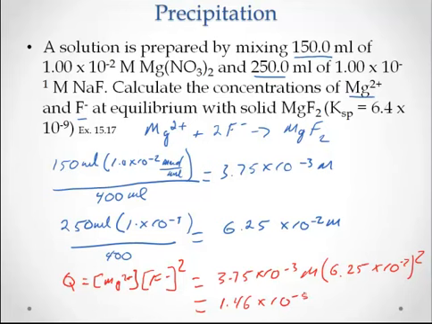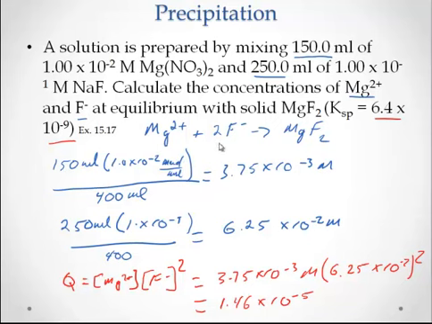All right, let's see what we got up here. Look at the Ksp, 6.4 times 10 to the minus 9. So obviously this is bigger, right? So we are going to make a precipitate. So now we can focus on the problem. Calculate the concentrations of magnesium and F at equilibrium with the salt. So we know there's a precipitate, and now we've got to figure out how much concentration of magnesium and fluoride.